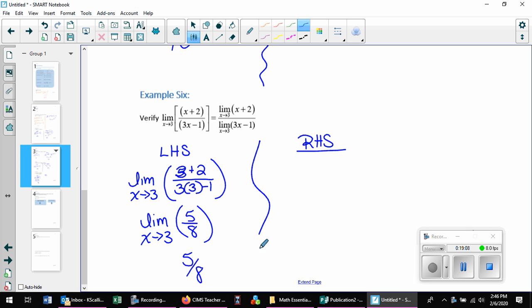So the right-hand side, I'm going to have limit as x approaches 3. That one would be 5. And limit as x approaches 3. It's going to be 8 if I do the direct substitution. Again, constant function, so that's going to be 5 over 8. So nothing too terrible, right?